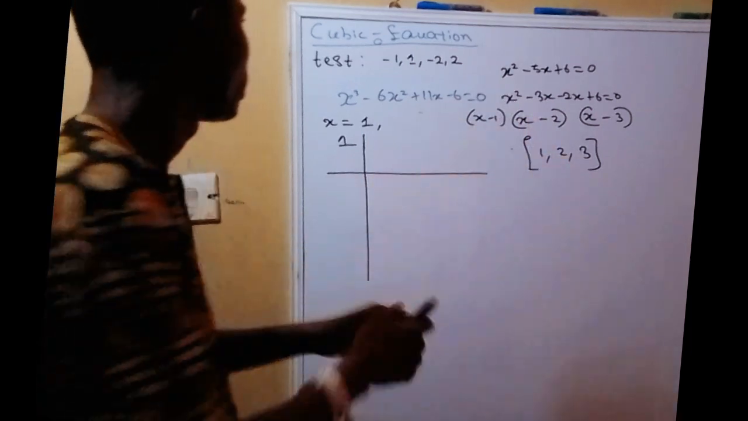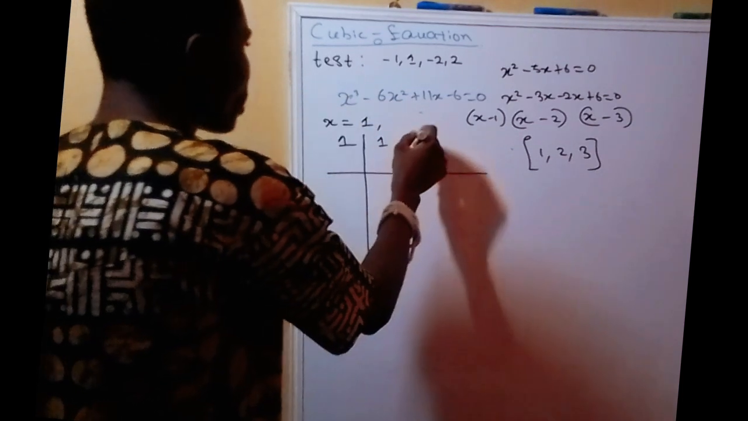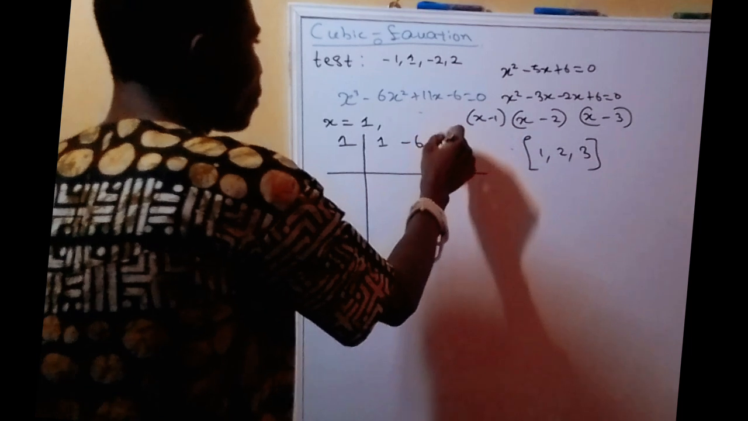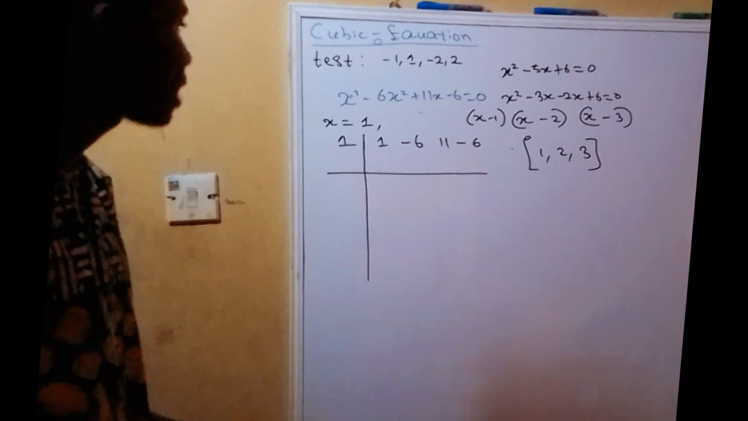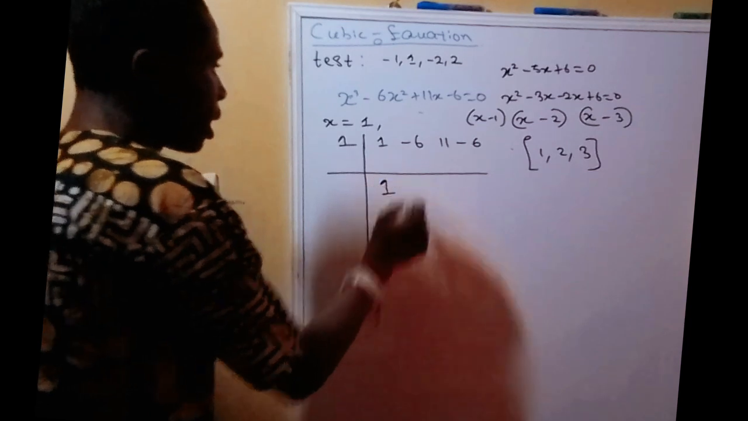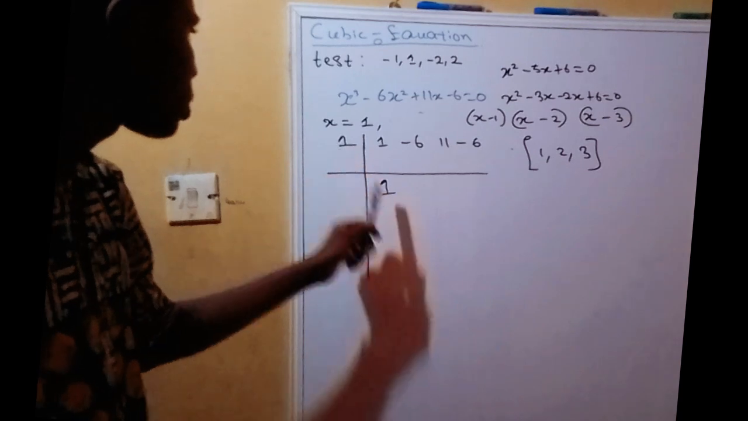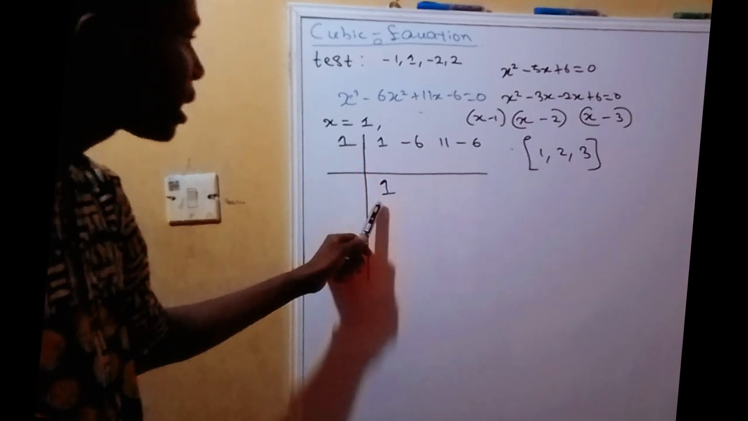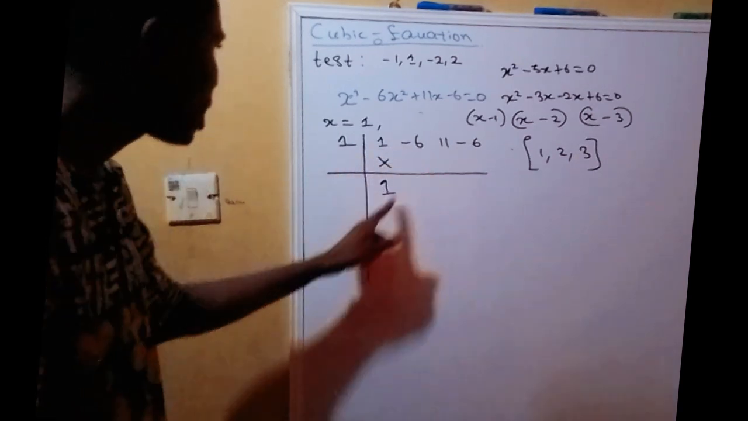Put them here. Then you have quotient of x cubic is what? 1. What about x squared? Minus 6. X 11 or plus 11, the same thing. And you put your minus 6. Now, guys, the same way again. The 1 here, drop it down as 1. Are you with me, guys? Then now use 1 multiplying 1. After you multiply it, whatever you get, put it here. Ignore this side. Whatever you get, put it here.